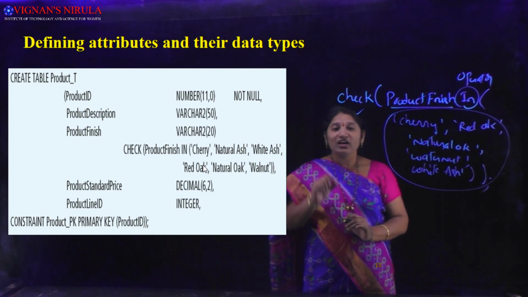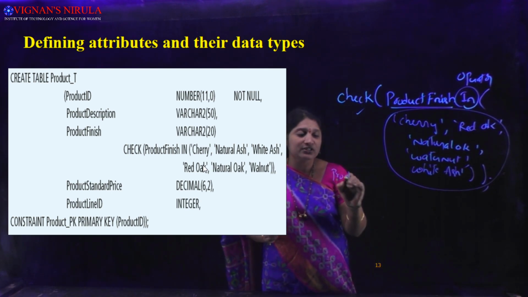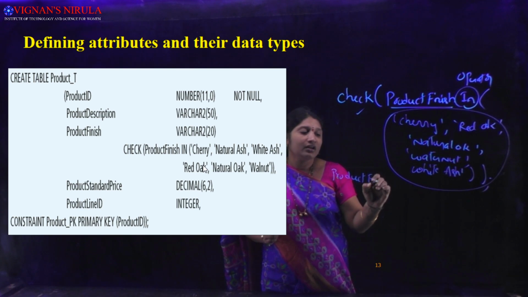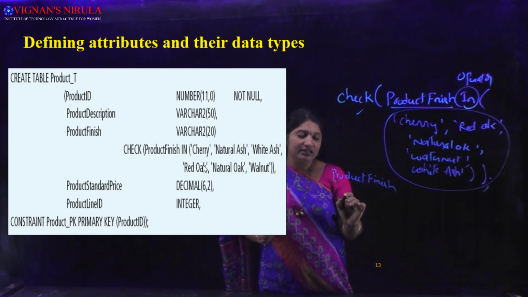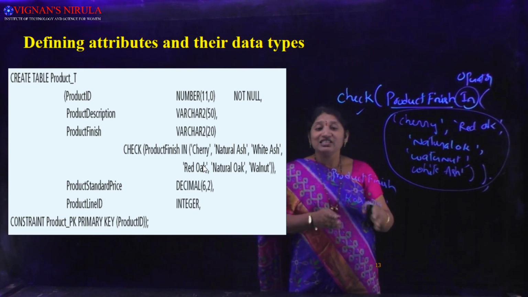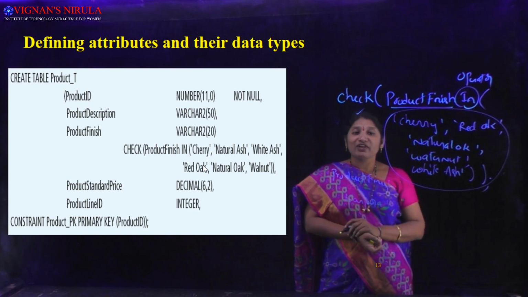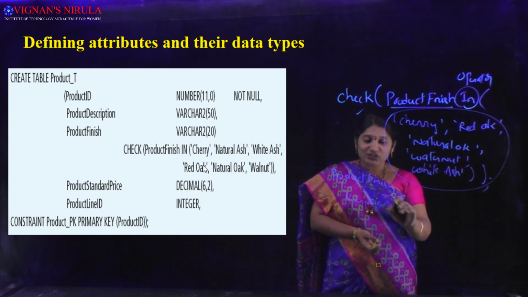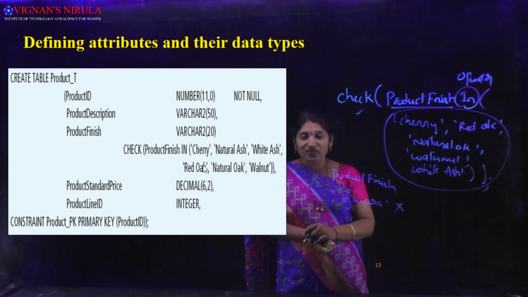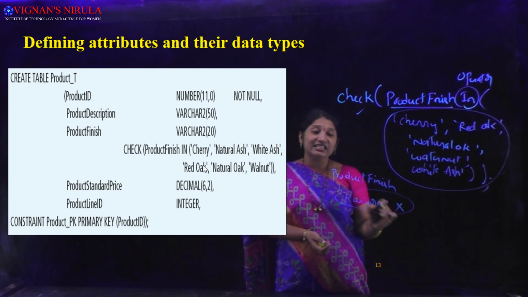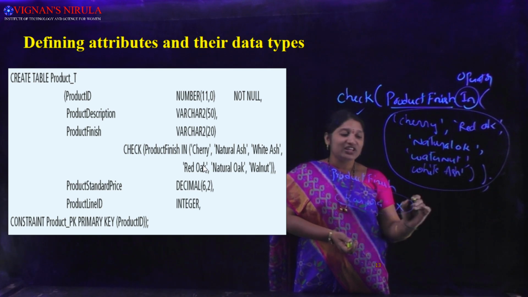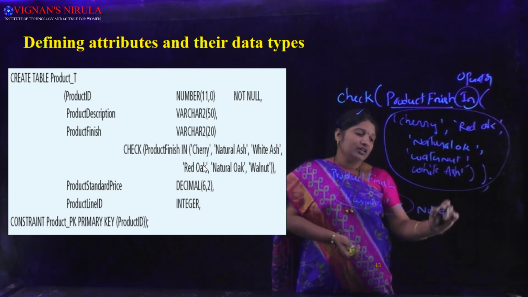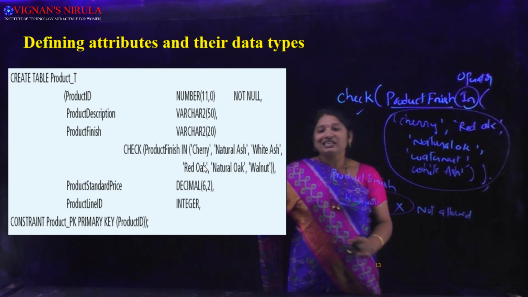If I enter a value, for example, for the product finish, if I have entered another value like Kharjura, it will check automatically whether this value is within the list of specified values or not. Kharjura is not there in the specified list, so this entry of value under the product finish is not allowed. So that is the meaning of your check constraint.